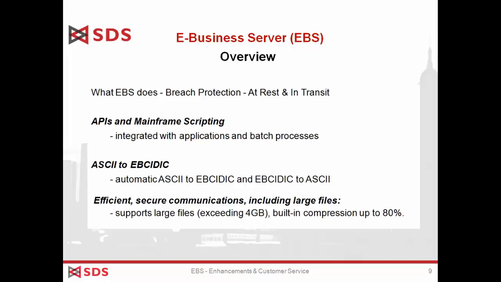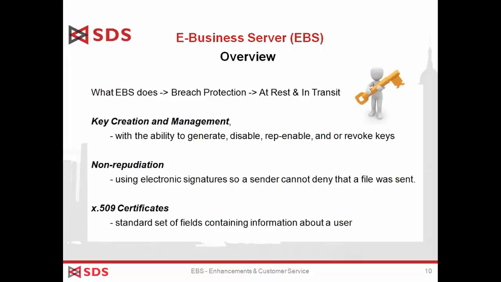EBS supports large files exceeding 4 GB with a built-in compression of up to 50 to 80% based on zlib algorithms, improving security by eliminating reoccurring patterns in the data before it's encrypted. E-Business Server is based on a widely accepted and highly trusted public key encryption system. You may accumulate many keys in the course of using E-Business Server. Over time, you may want to view, update, and remove the keys on the key ring. All operations on your key ring actually apply to both key rings at once, the private key ring and the public key ring.